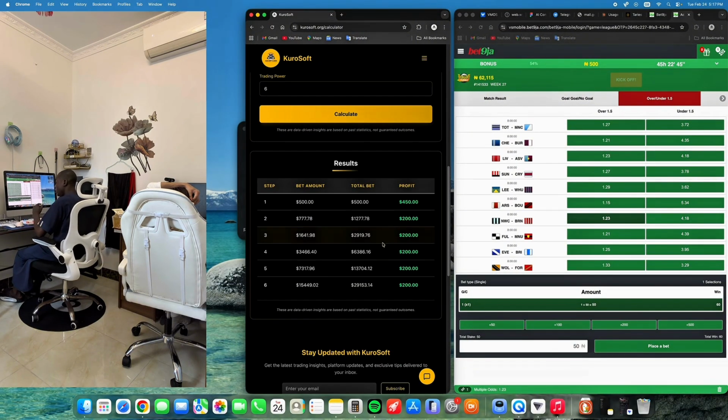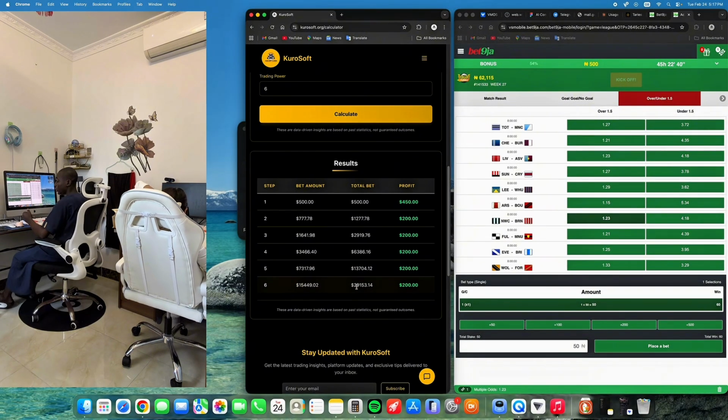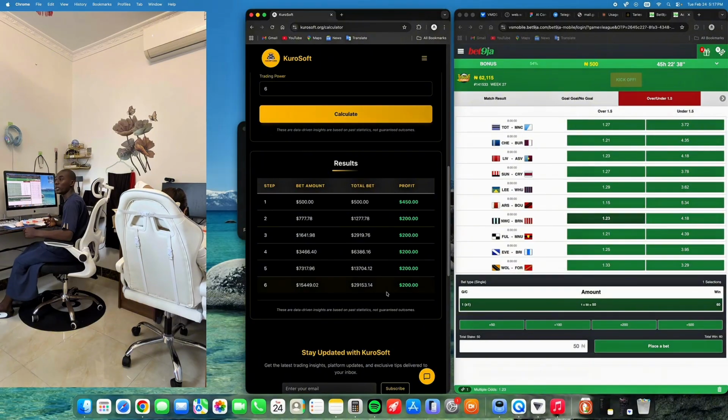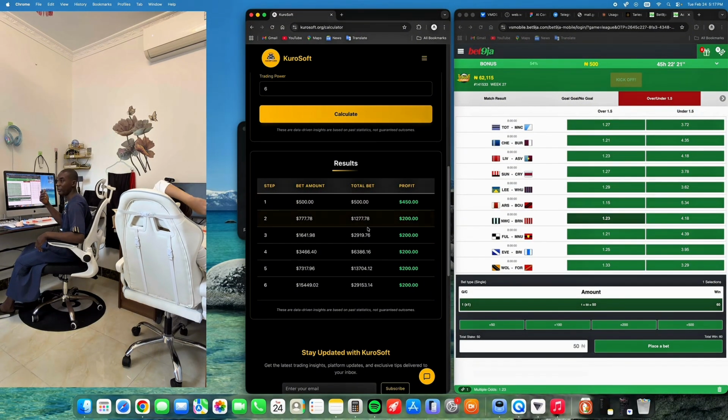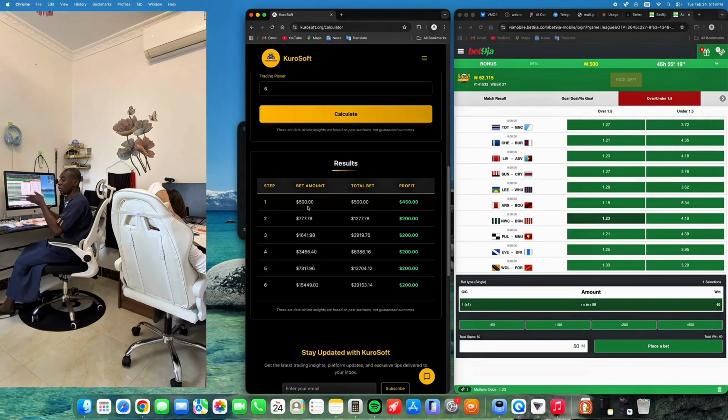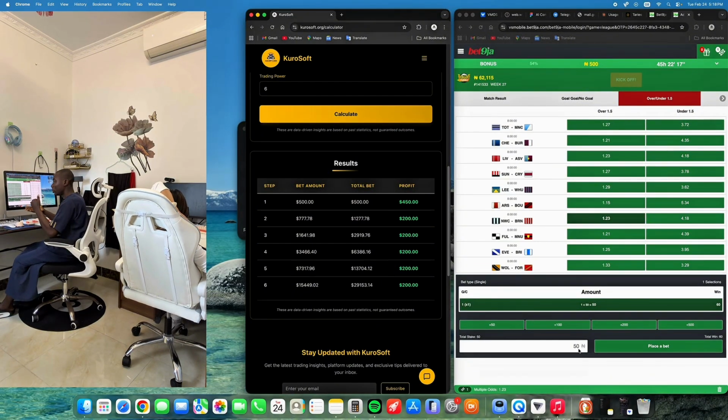So now you can see the total amount that is needed for this six times calculation. I'm hoping that within the six attempts I will be able to make three consecutive winnings. Each time I make a win, you can see that my profit doesn't go below the amount I have set, which is the 200. Then this is the amount I'm to use, and this is the sum total if I'm losing down the table. Okay, so I'll start with the 500.